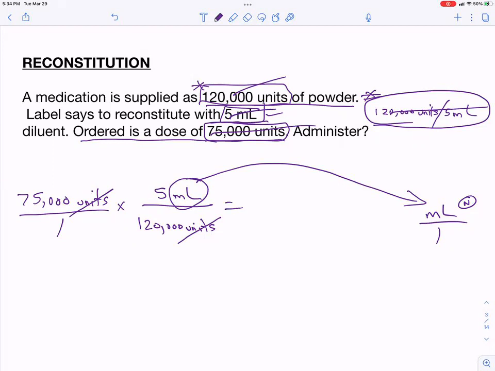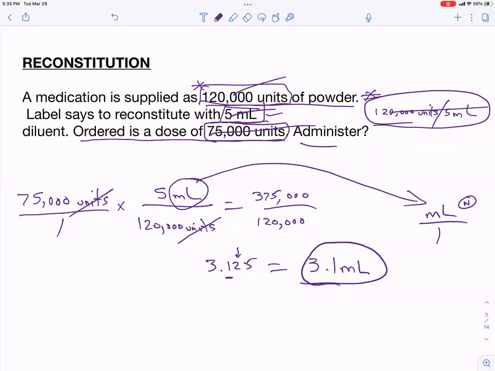So 75,000 times 5. I'm going to have to break out my calculator. 75,000 times 5 is 375,000. And 120 times 1 is 120,000. When I divide 120,000 into 375,000, it gives me 3.125. And my rounding rules, 1 to 10, I round to the tenths. 2 is less than 5, so I do not round up. So my answer is I'm going to administer 3.1 milliliters to this patient. That's what I'm writing on my answer line, 3.1 milliliters.